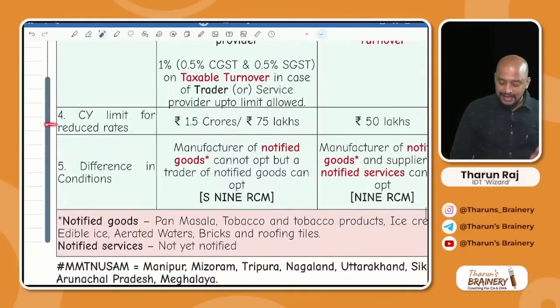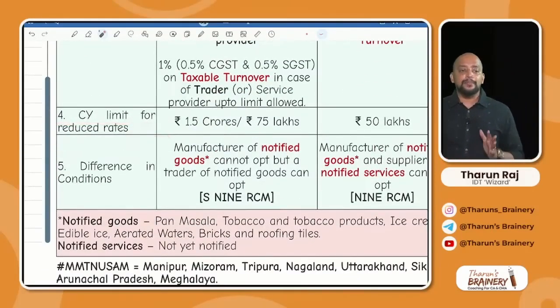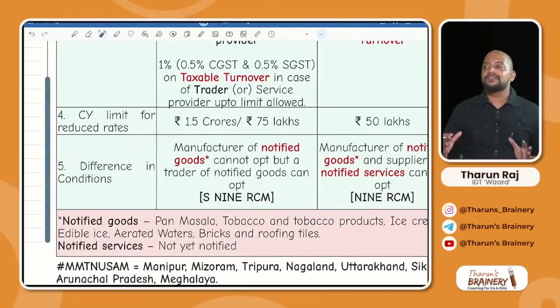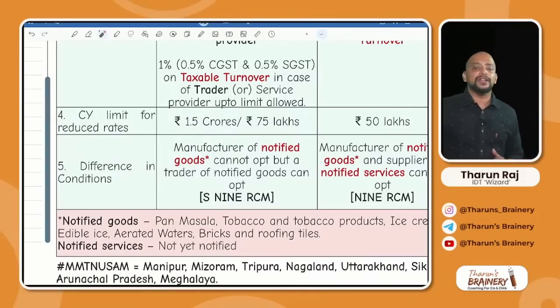Then what is the current year limit for the reduced rates? Current year up to 1.5 crores or 75 lakhs, they will be in composition scheme. The moment they cross 1.5 crores or 75 lakhs, they will be disqualified from composition scheme and they will be going into regular scheme, normal scheme.